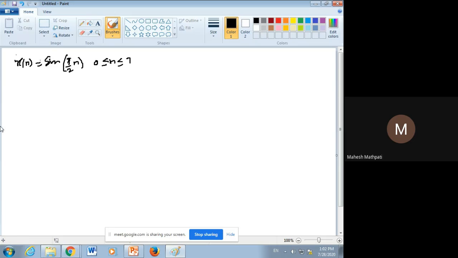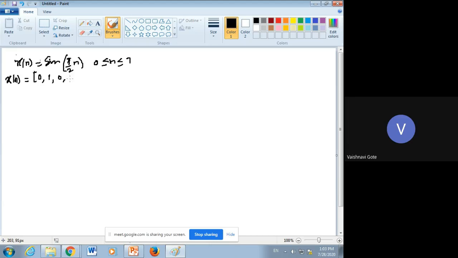Now here first we need to generate the sequence. So what will the sequence be here? We need to go on substituting the value of n from 0 to 7. If I put n equals 0, what will happen? Sine 0 is 0. Then sine 90 is 1. Then sine pi is again 0.